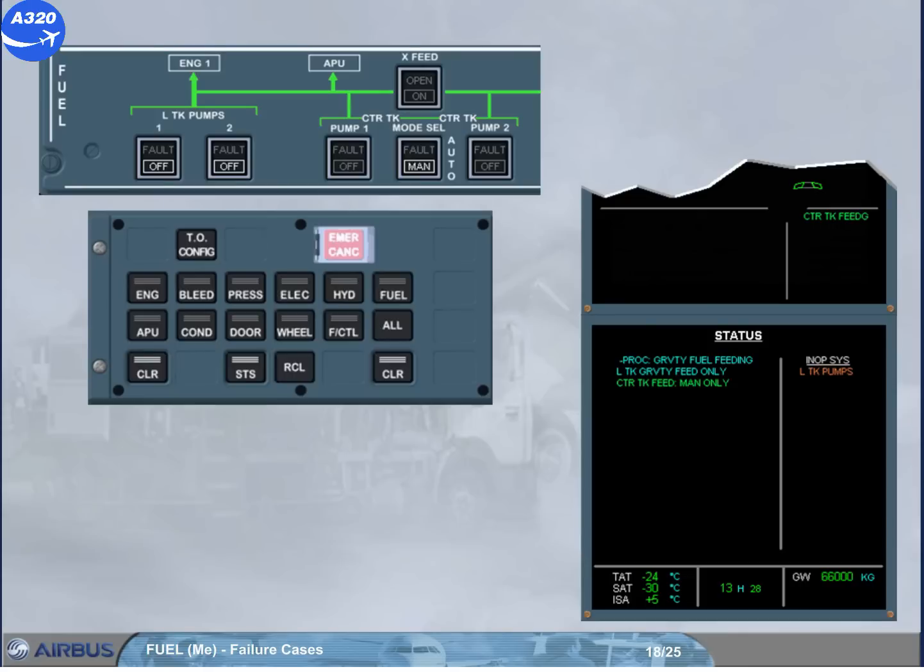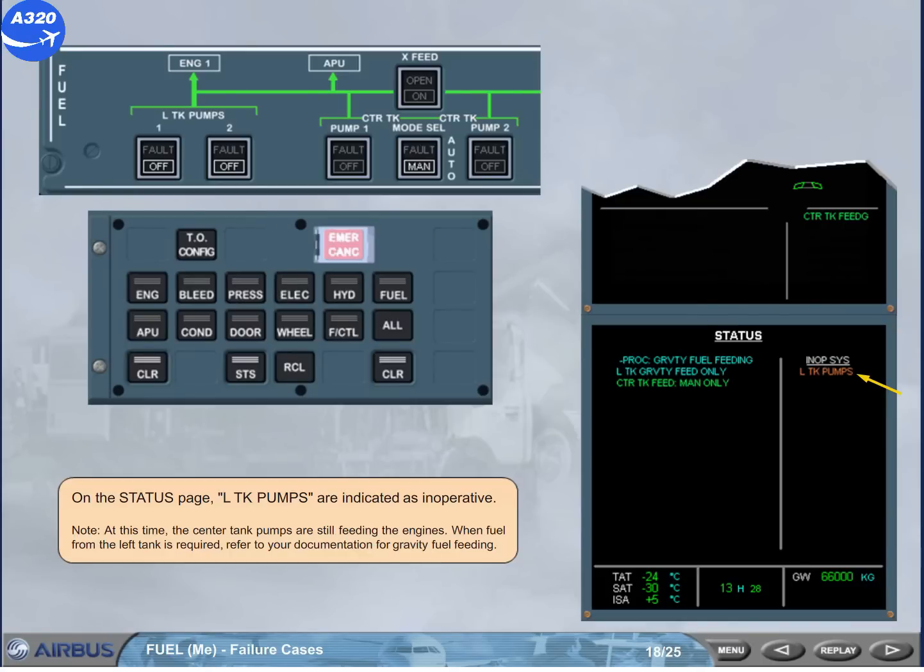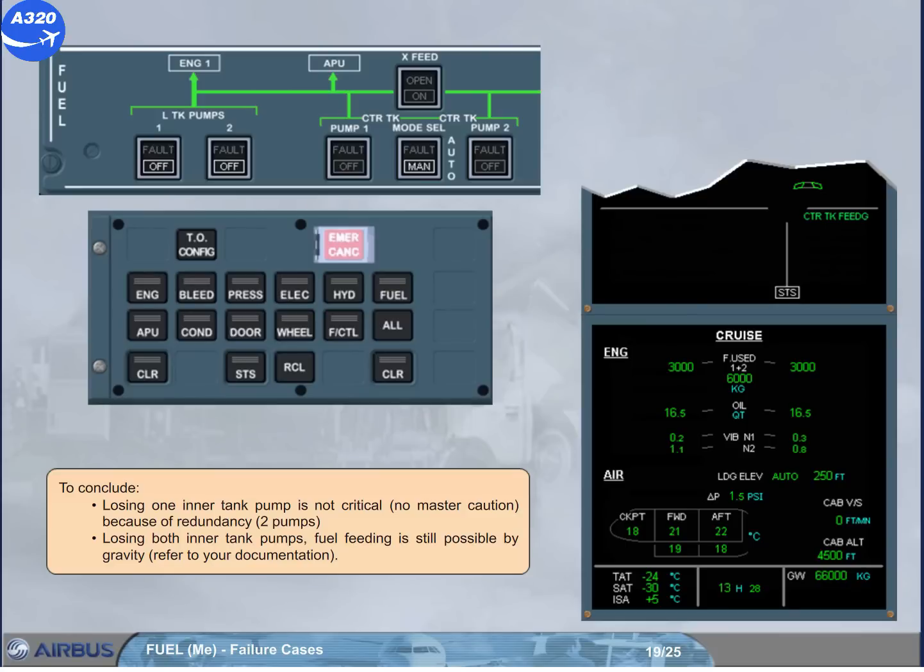On the status page, left tank pumps are indicated as inoperative. Note, at this time, the center tank pumps are still feeding the engines. When fuel from the left tank is required, refer to your documentation for gravity fuel feeding. To conclude, losing one inner tank pump is not critical, no master caution, because of redundancy, two pumps. Losing both inner tank pumps, fuel feeding is still possible by gravity. Refer to your documentation.